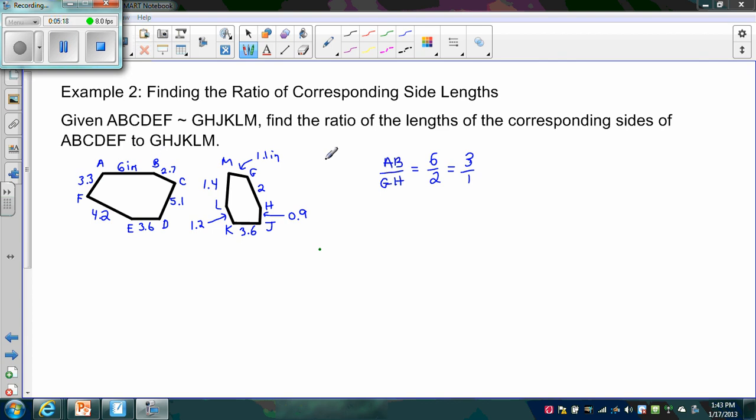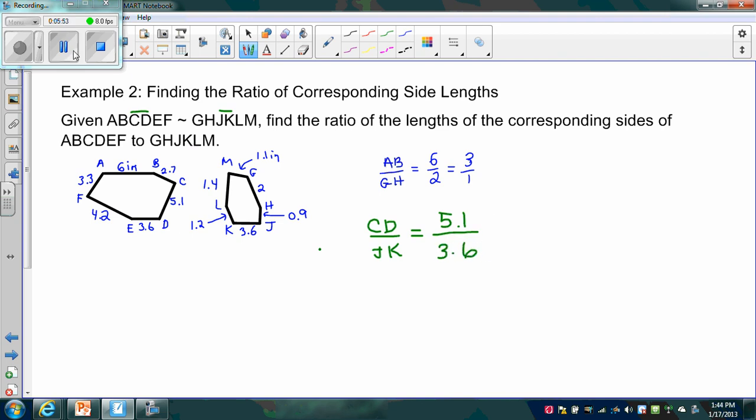So AB is 6, GH is 2. So our ratio is 3 to 1. We can prove that this works another way. Let's try CD, which corresponds to JK. So CD is 5.1. JK is 3.6.